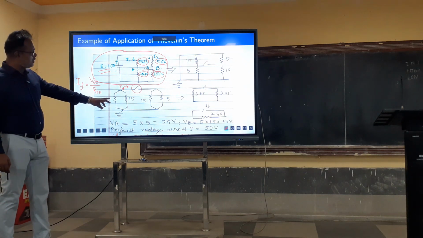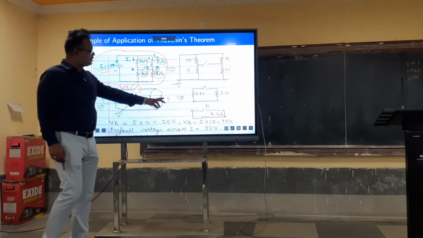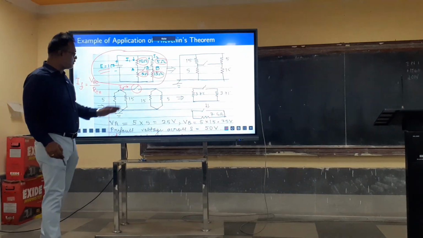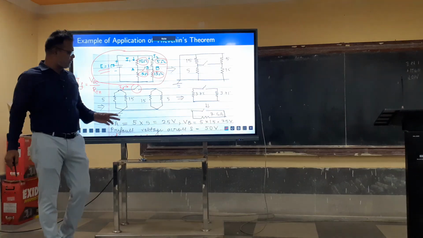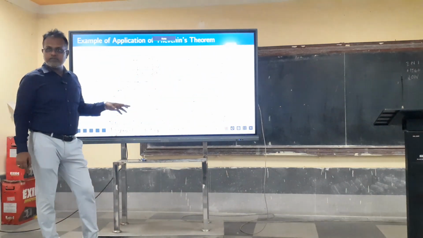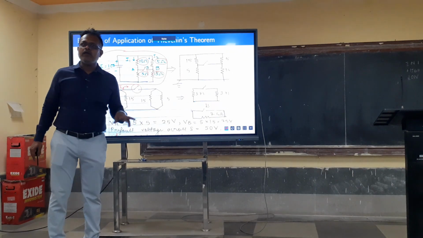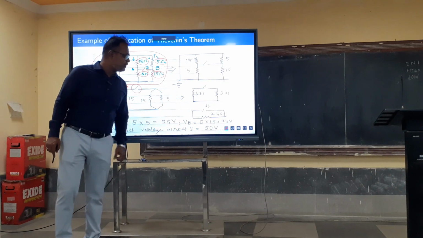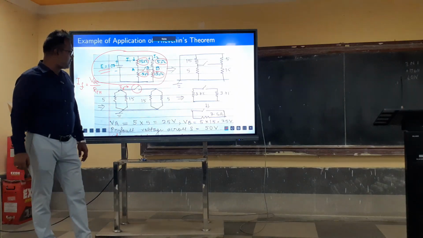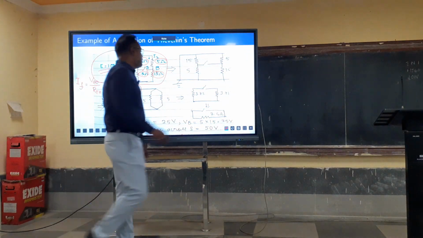Right. So again, we will find out the equivalent of this. What is the equivalent of 15 parallel 5? 15 into 5 divided by 15 plus 5. Right? 75 divided by 20, which is 3.75. So 3.75 and 3.75 in series.